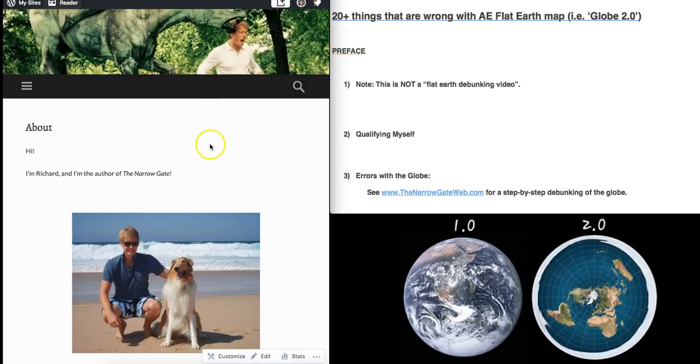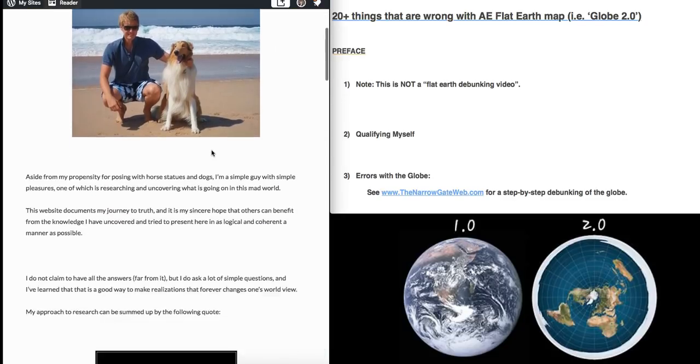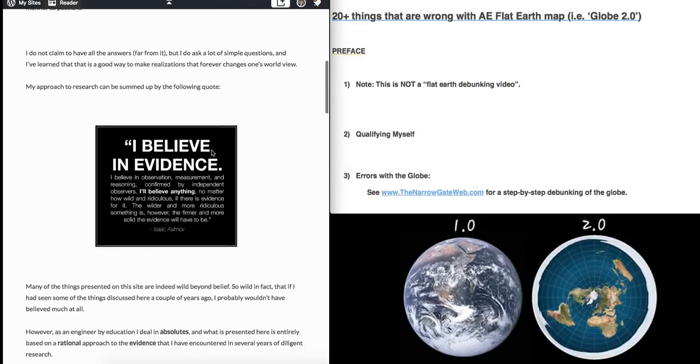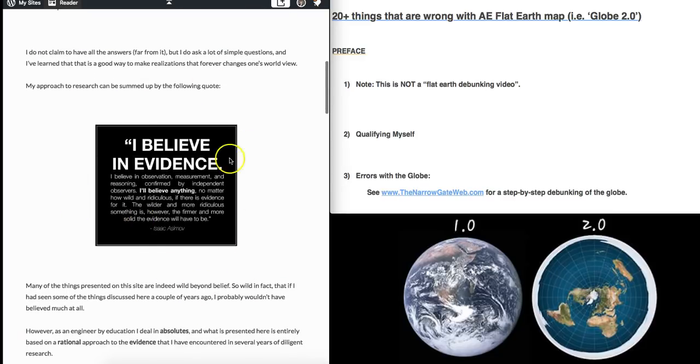Anyway, about me a little bit. So I'm the author of this page. My motivations for writing and studying: I'm not out to prove anything. I'm just looking for the truth. And I think this quote very much sums up my research.